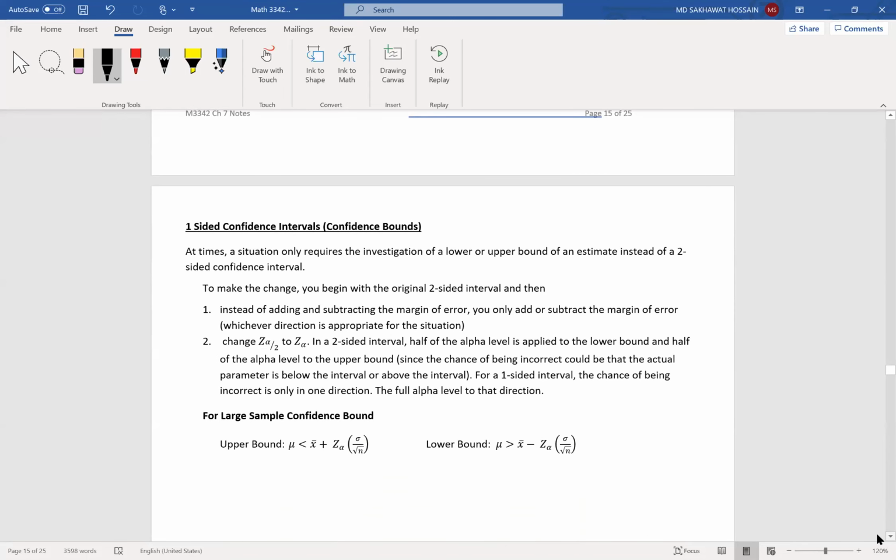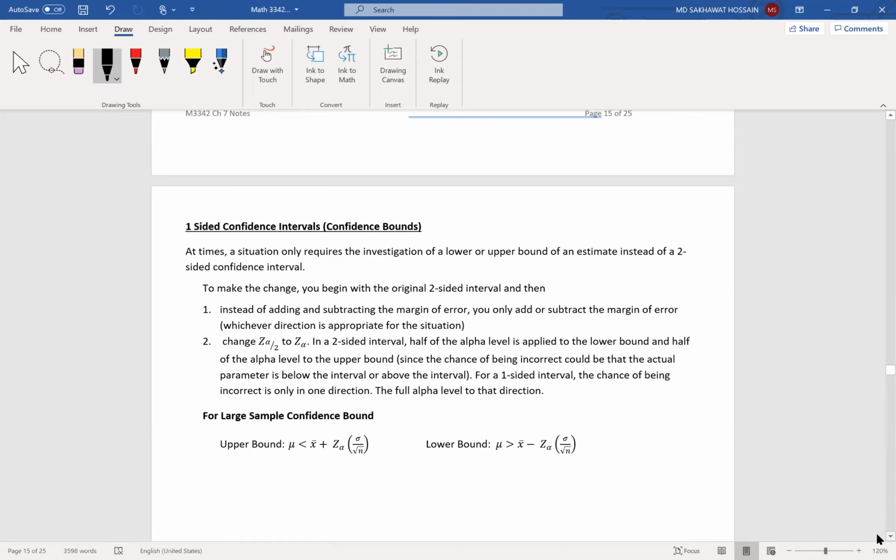So now we'll discuss one-sided confidence intervals. Till now we discussed two-sided confidence intervals, meaning we calculated the lower bound and we also calculated the upper bound. For some specific problems, we might not need to know both the lower bound and the upper bound. We might be interested only in the lower bound or only in the upper bound. In this case, you have to use the formula for the one-sided confidence interval.